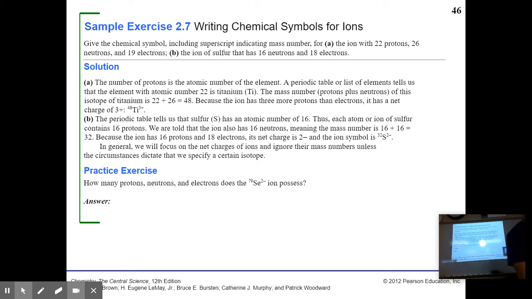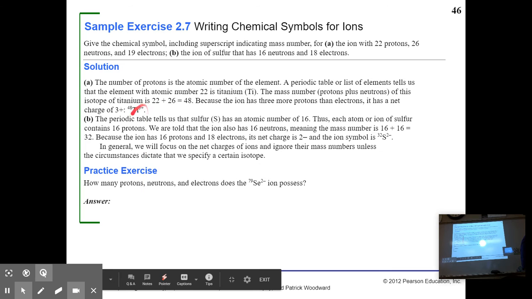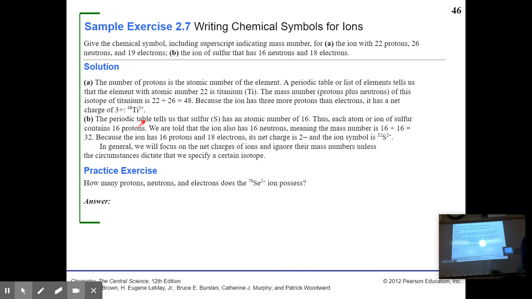So, as you see here, I'm going to try to accentuate this a little bit. Where to write this, you put the mass number, so 26 plus 22 gives you 48. Again, the mass number goes in the upper left of the chemical symbol. Now, we look at the number of electrons. It says it has 19 electrons and 22 protons. So, how do we determine the overall charge on this ion? What do you think?